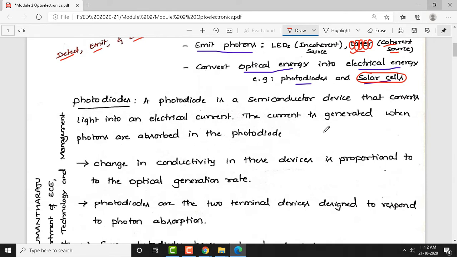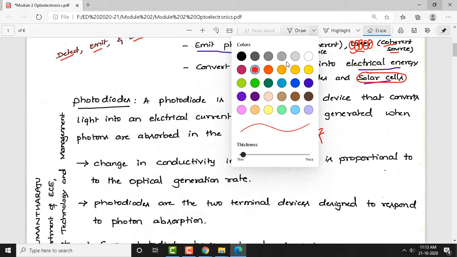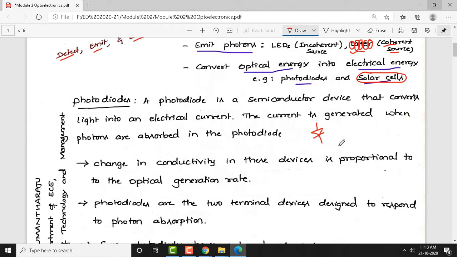The symbolic representation looks like this. If you have a photodiode, you can show it with the PN junction itself, but with arrow marks. You indicate its symbol by showing two arrow marks like this. This shows that photons are injected, made to fall on the PN junction.